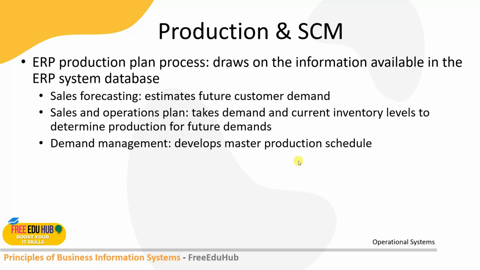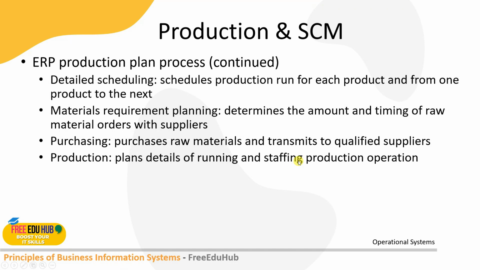After that, we have detailed scheduling. It means scheduling the production run of each product from one product to the next. So they'll have to make sure how much time or how much revenue will be required in the production of one item, so that they are not ignoring the other products as well. Everything should be ready according to the forecasted demand of the market and should be available to the market before the rush hour comes.